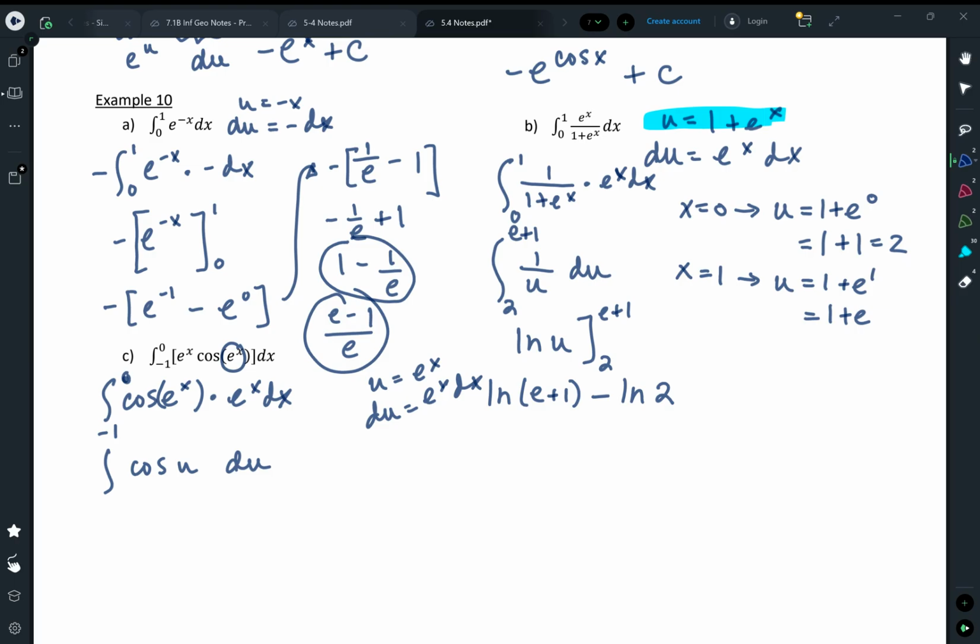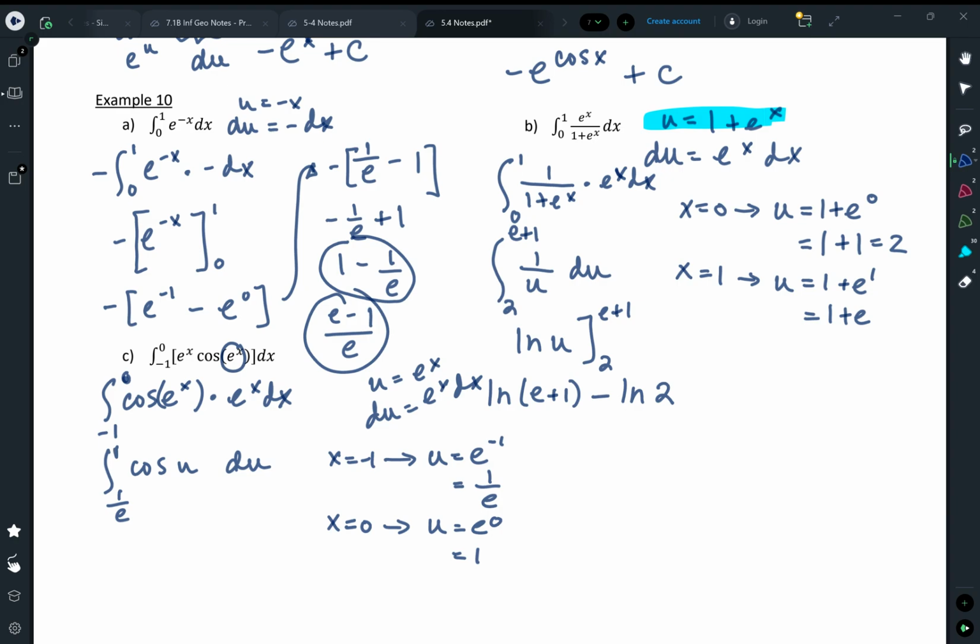So in order to do this though, I would need to once again change my bounds. So my x equals negative 1. When I convert that, it's going to be u equals e to the negative 1 power, which is 1 over e. And then my upper bound here would be x equals 0. Well, that would be u equals e to the 0 power, which is just 1. So my upper bound is going to be 1.